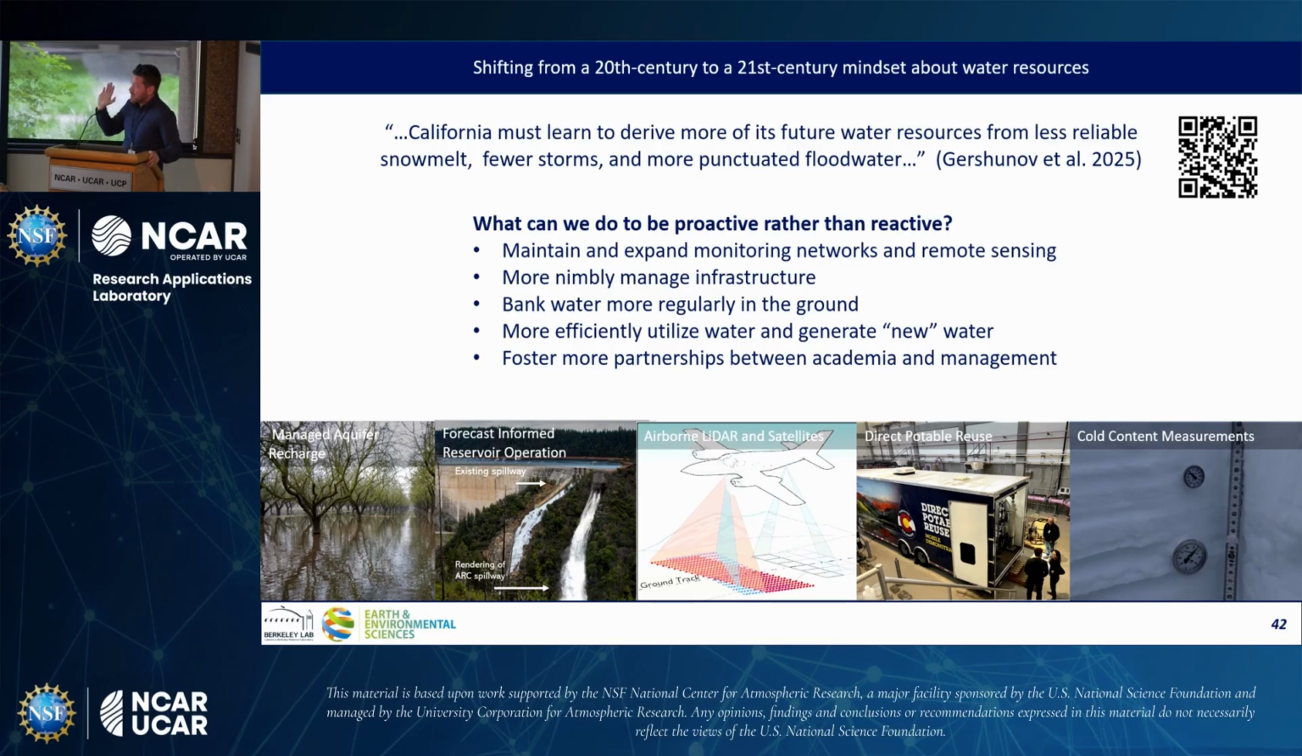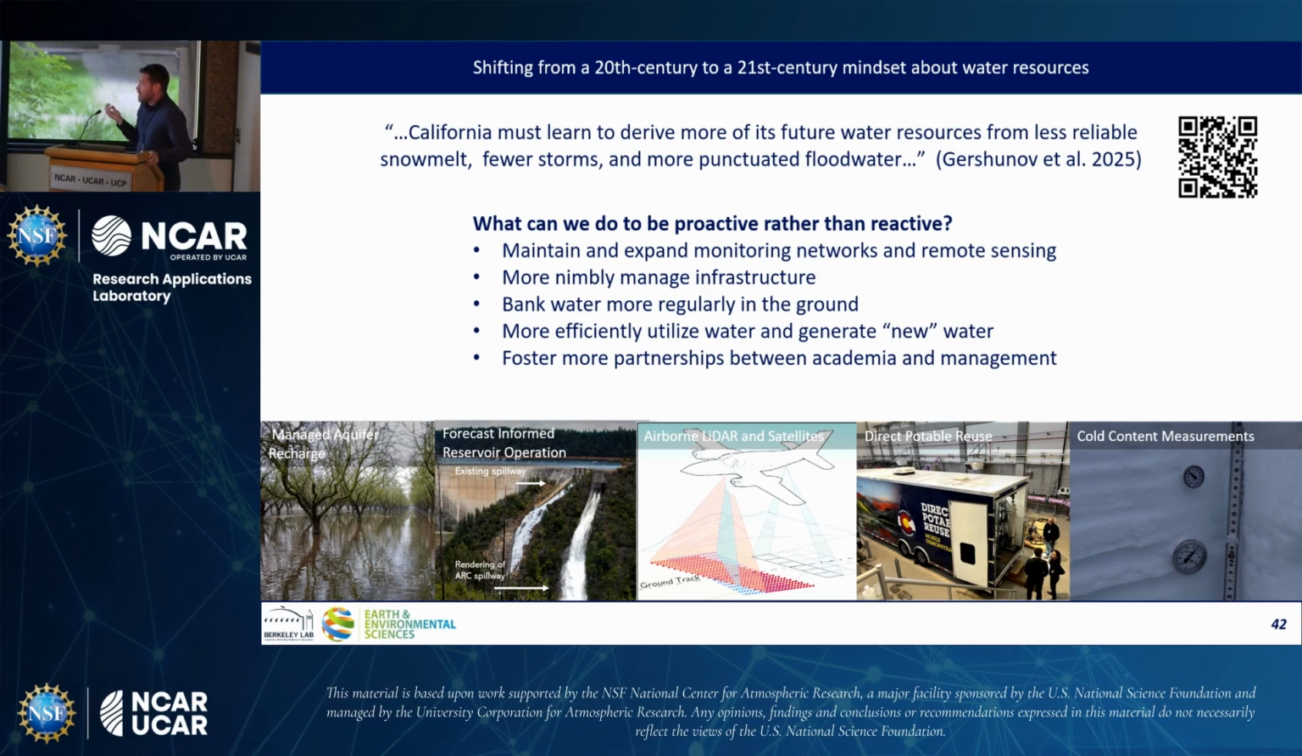And the idea maybe would be to convey that water once you release it to agricultural land or a floodplain, and bank that water more regularly in the ground through things like managed aquifer recharge or floodplain management, so that you can then extract that water at a later time in the year when you need it.